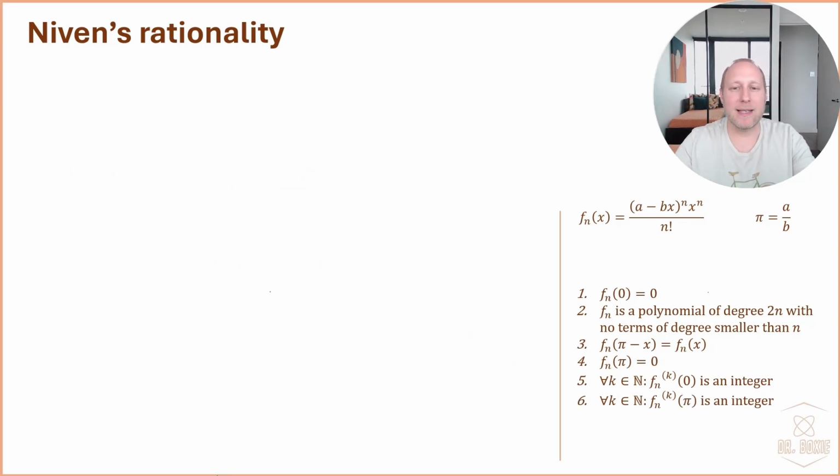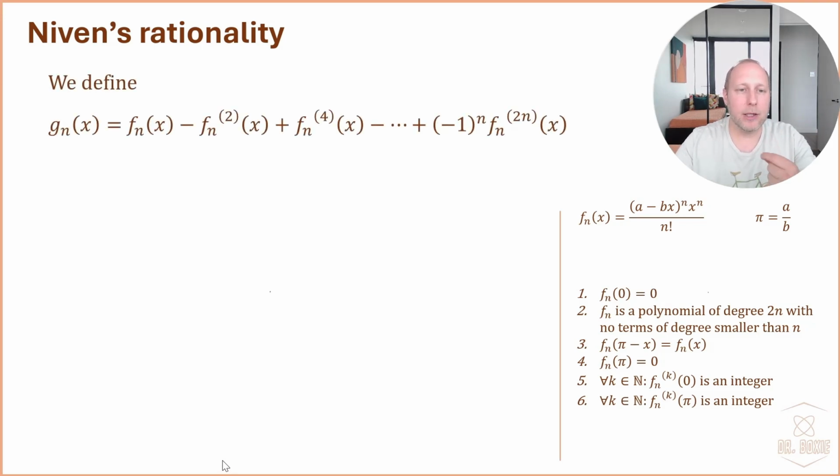We now have the properties of fn that we needed, but we are going to have a couple of steps more, and we define a new function g of n. And by now you probably are thinking there's no way this is going somewhere. I guarantee you this is going somewhere. Bear with me for a couple of more slides, we're almost done. We define the function gn of x in the following way. It's an alternating sum of the even derivatives of fn, where the 0th derivative is just the function itself.